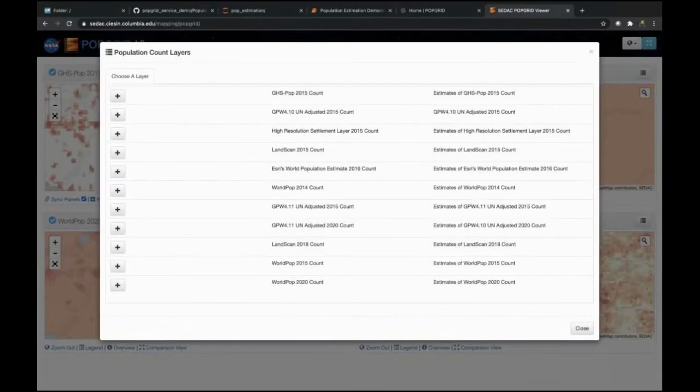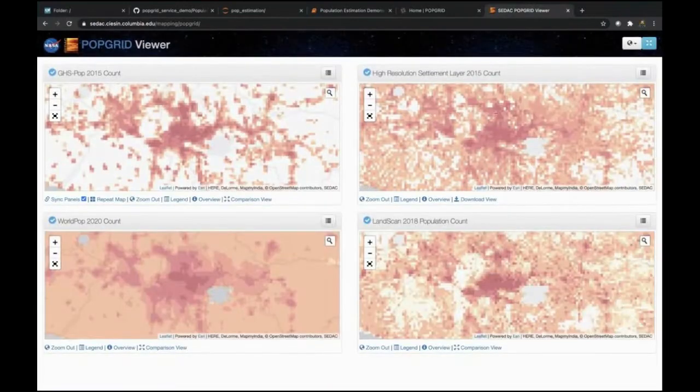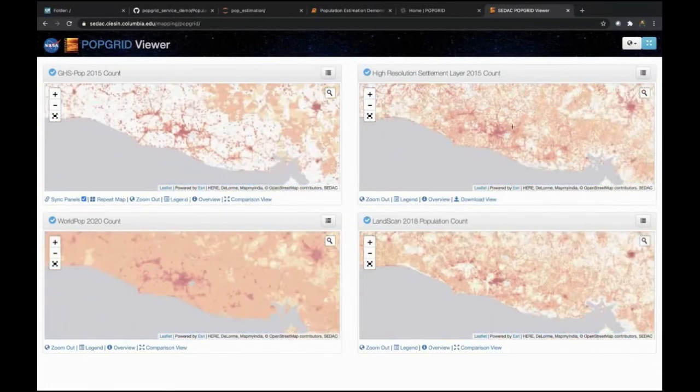Or I could switch this out and show the high resolution settlement layer. Here it is, the high resolution settlement layer aggregated to 1 kilometer, so it's directly comparable. And you can see how the distribution looks for these heavily modeled surfaces.